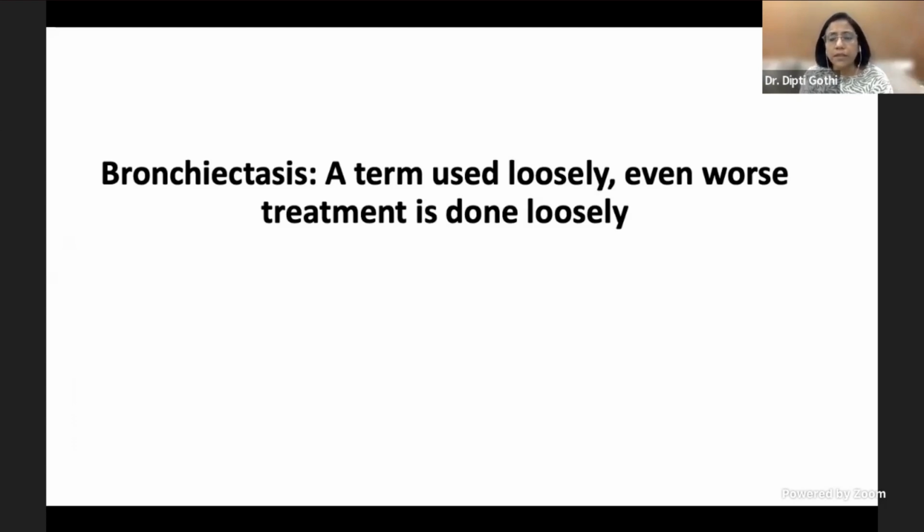What happens is that I happened to take a round with one of my senior residents, and she said, "Ma'am, this is bronchiectasis." I picked up the CT scan, and I saw there was one chintu bronchiectasis. I really want to use the word chintu because it gives an emphasis to the word small. Small bronchiectasis was somewhere labeled as bronchiectasis, and it went on as bronchiectasis.